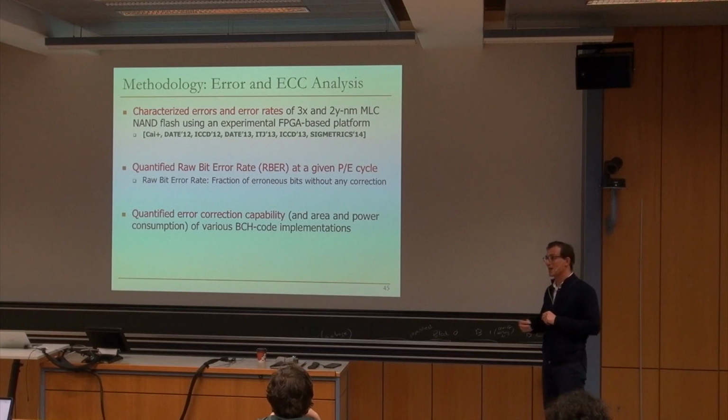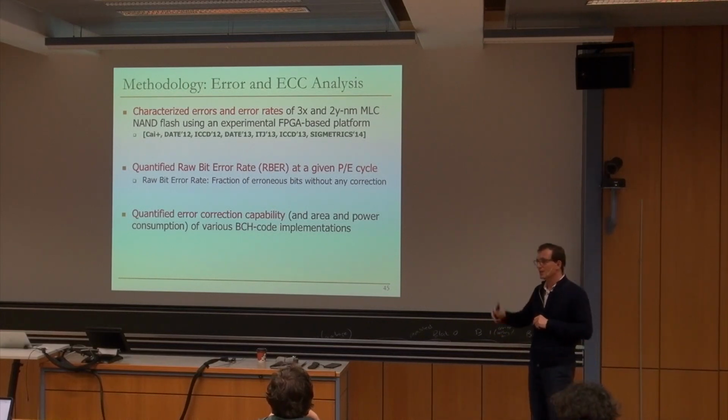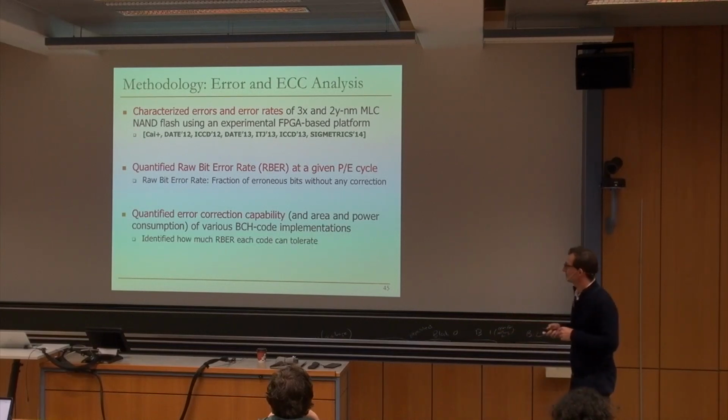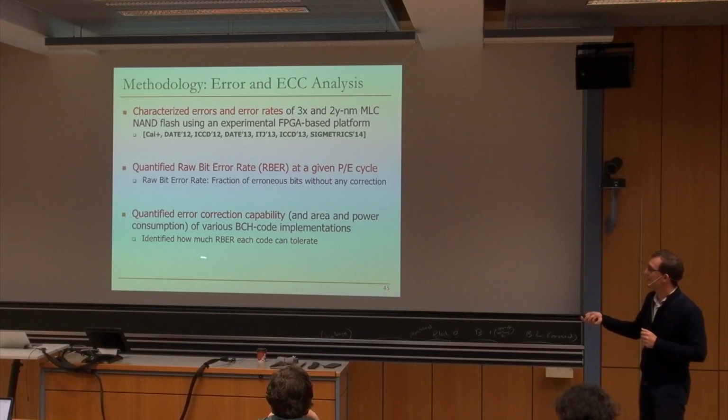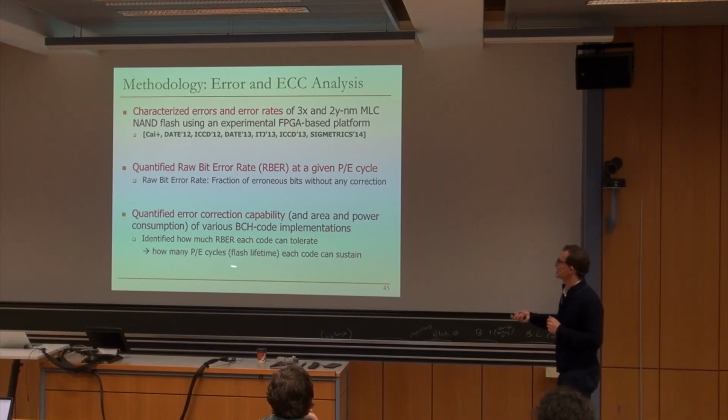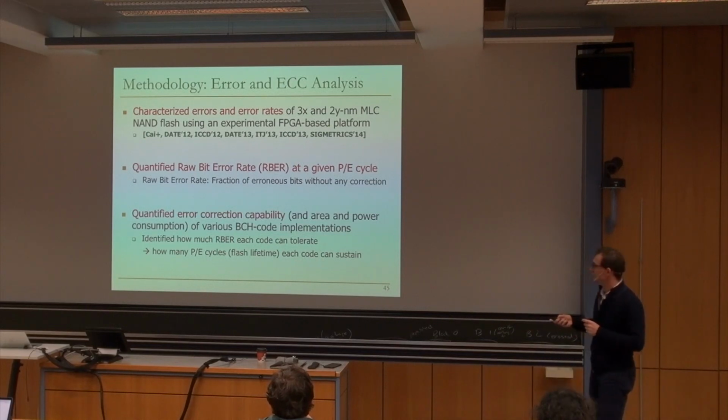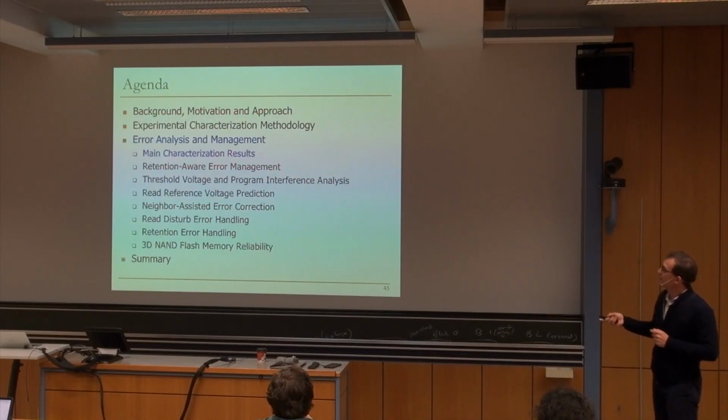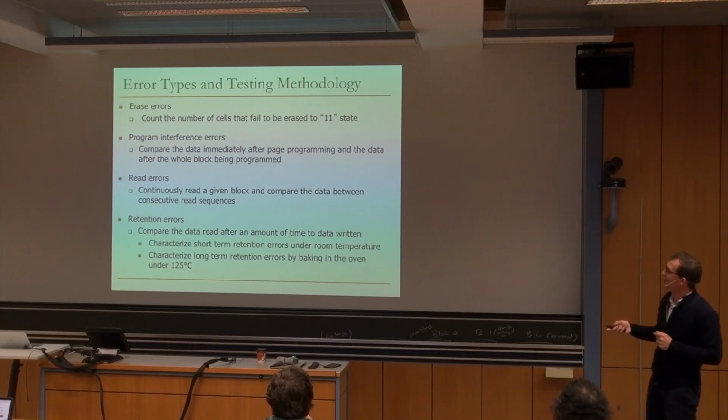And as I said, as you increase the error correction capability, your area and performance overheads increase, and the benefits that you get will not be very high. So basically, we are going to identify how much raw bit error rate each code can tolerate, and how many program erase cycles each code can sustain as a result of this. So let's talk about these first two a little bit, and I'm going to give you some main characterization results.